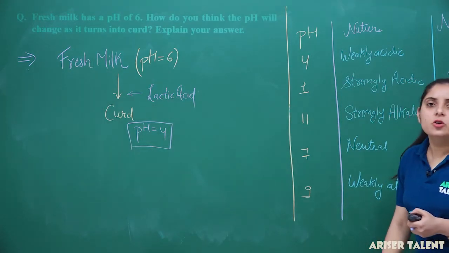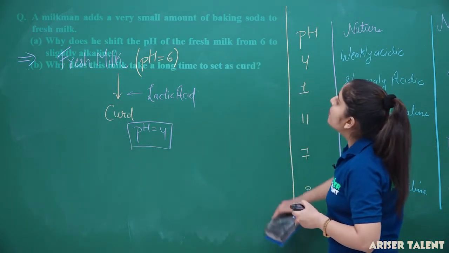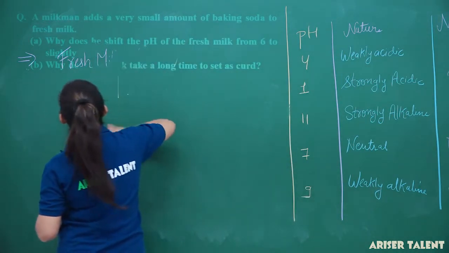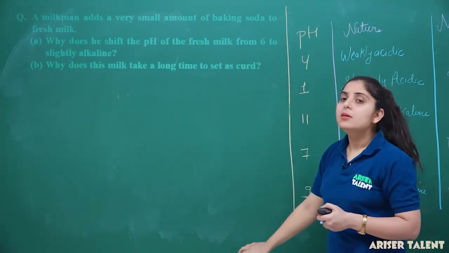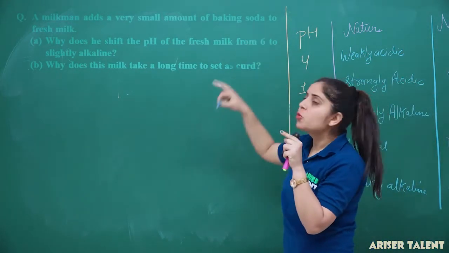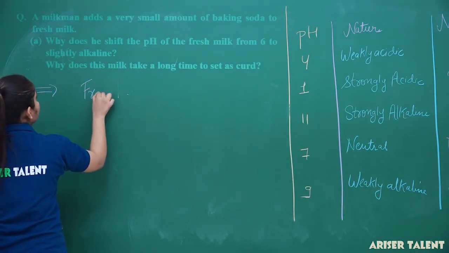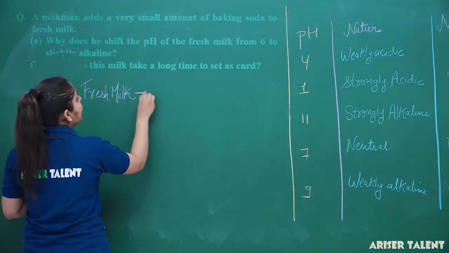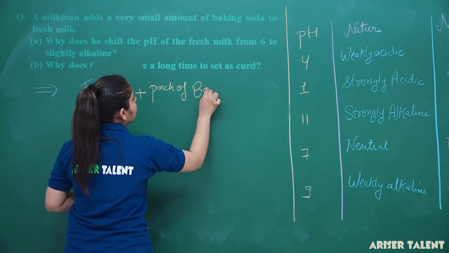Now, we are on our next question. A milkman adds a very small amount of baking soda to fresh milk. Why does he shift the pH of the fresh milk from 6 to slightly alkaline? Why does this milk take a long time to set as curd? Now, our question is, a milkman is adding a pinch of baking soda in the fresh milk. Now, what will happen here? In the fresh milk, he is adding a pinch of baking soda.